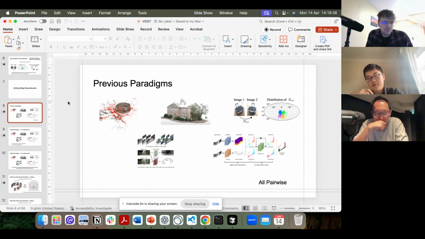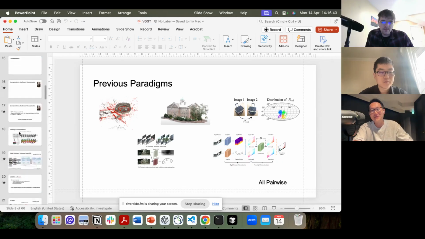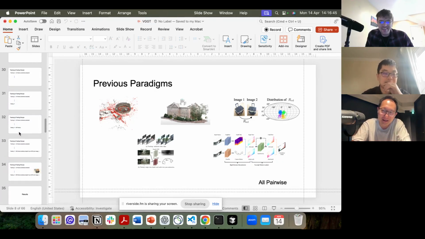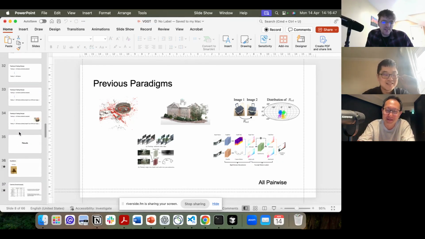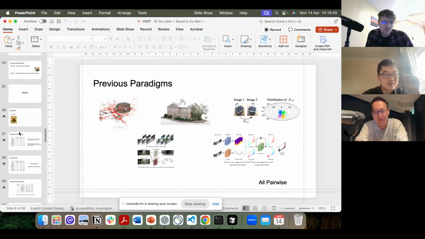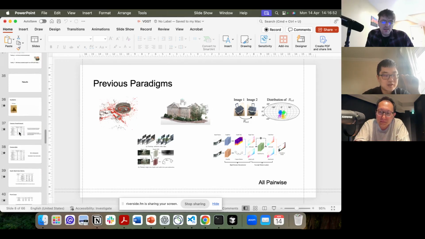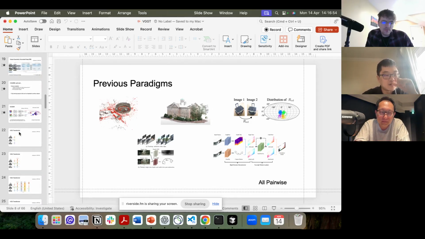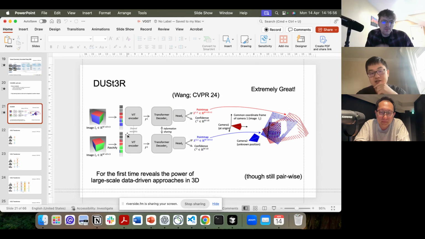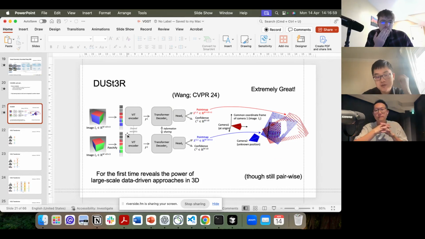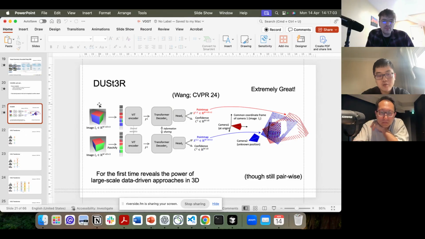Are you familiar with DUSt3R? Yes, vaguely familiar. I can't say I'm super deep into it, but I know it's a very selective work. No worries. Let me share my screen with DUSt3R. Taking DUSt3R as an example, during training and during the first stage of testing, it will only input two frames, I1 and I2, and then predict the point map of these two frames.